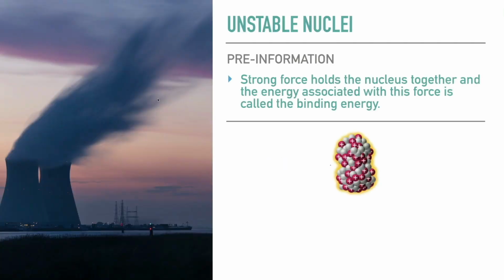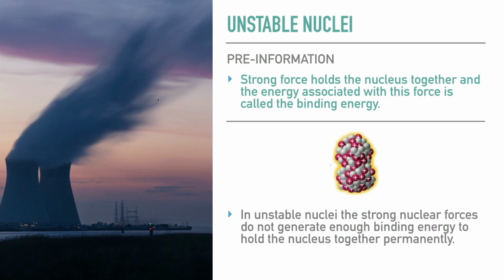So we know that the strong force holds the nucleus together, and the energy associated with this force is called the binding energy. But if you imagine that we have all these protons in the nucleus and lots of neutrons, the natural state of order is that the protons will be pulled apart. In an unstable nucleus, the strong forces do not generate enough binding energy to hold the nucleus together permanently.